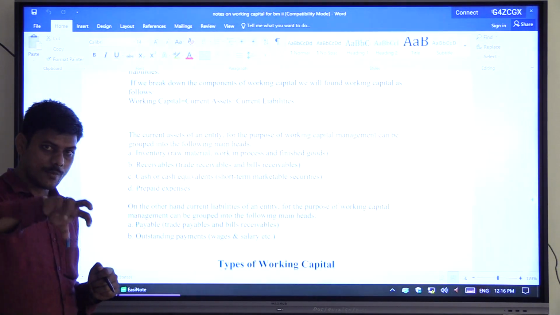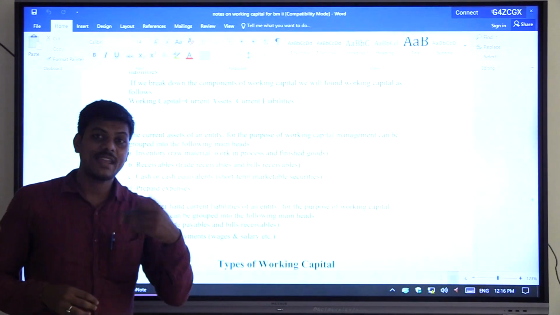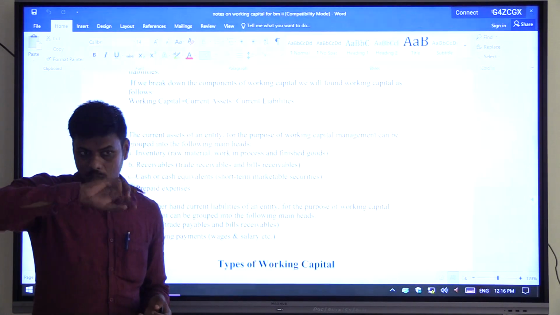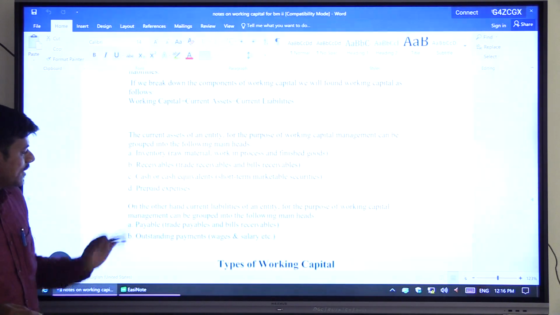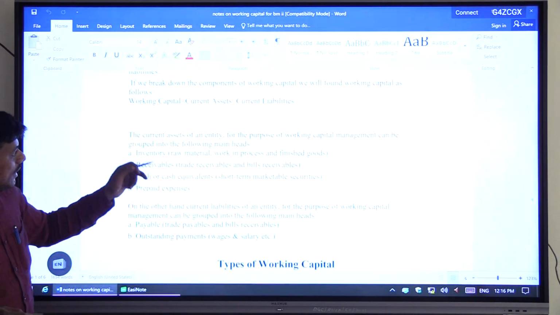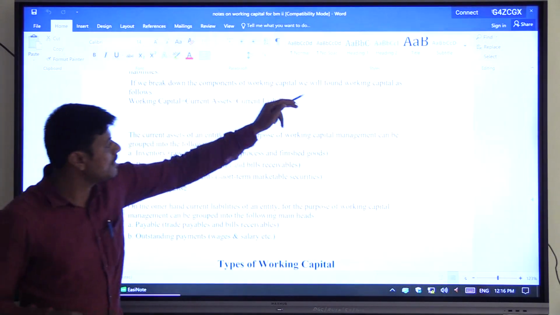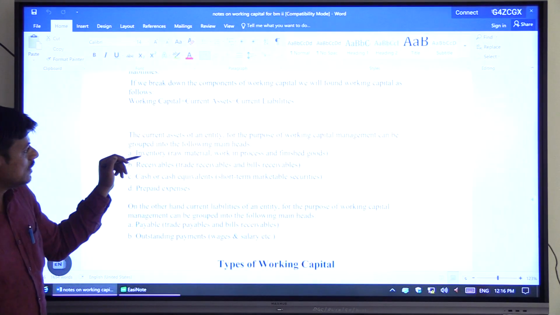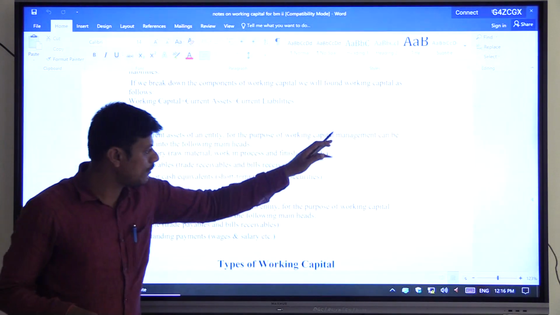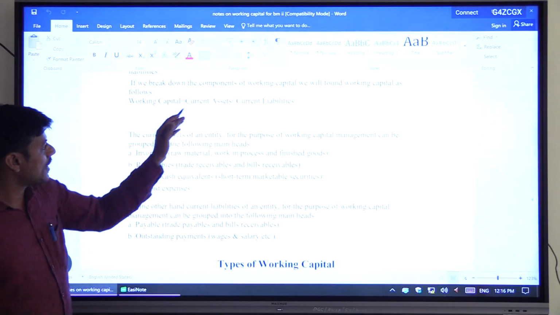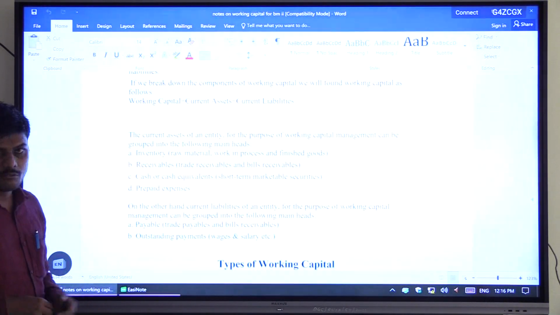Cash also includes bank balance, and cash equivalents are nothing but short-term marketable securities which are converted into cash within one year, not more than one year. And prepaid expenses, all these are taken into current assets. Current assets minus current liabilities is equal to working capital. This is the formula for the calculation of working capital.